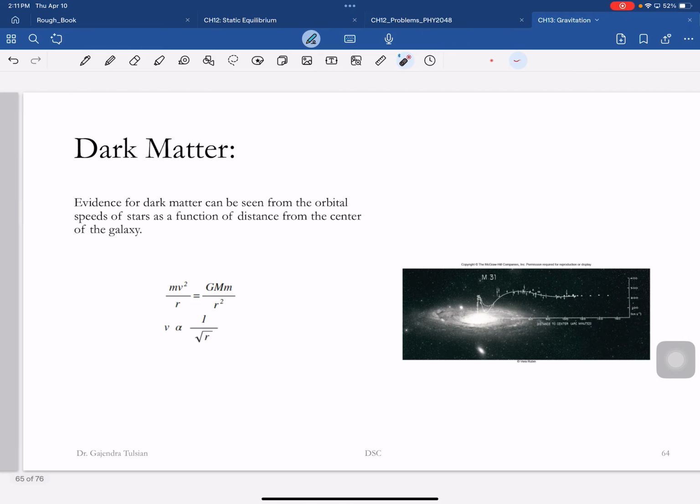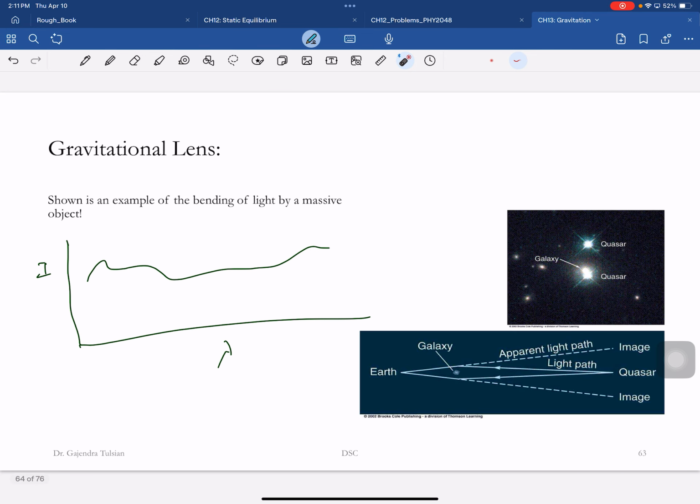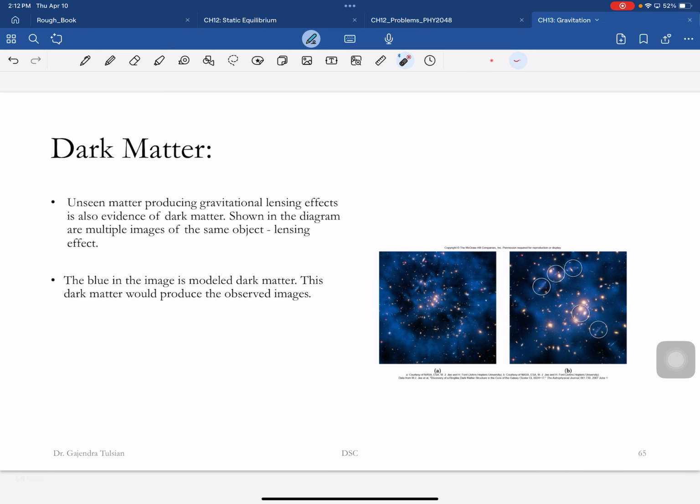Okay, so again, these are the same objects. These are the same objects. So you see, intervening mass is bending the light. All right, what is this image? What is that blue stuff? All that blue stuff is dark matter. We have this image formed and there's no visible intervening mass producing those images. So all the blue stuff is there. That's the calculated mass out there that we can't see.